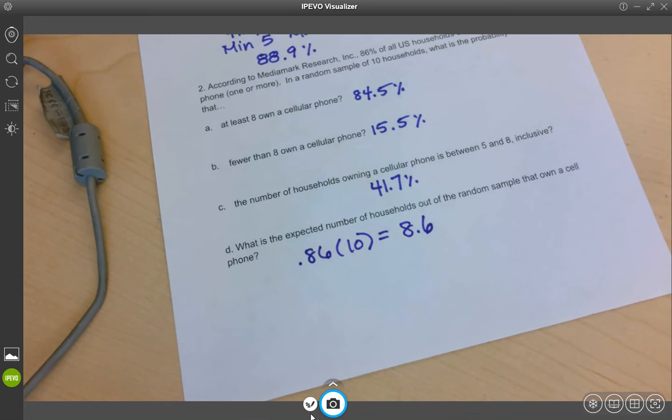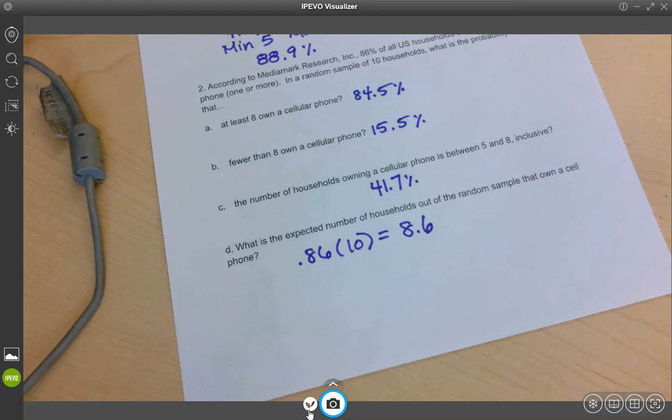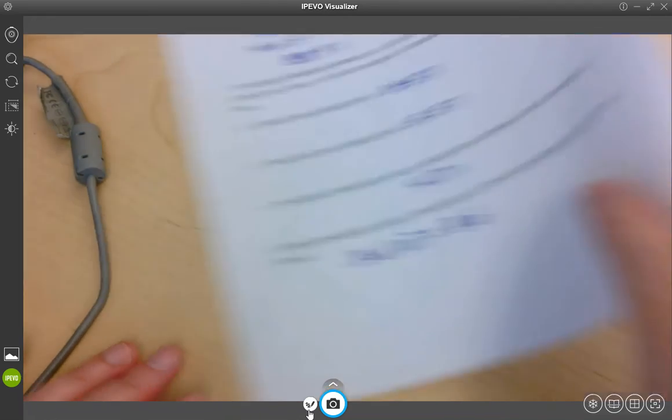All right, any questions on the front? Yeah, how did you get 15.5 for me? So fewer than 8 on a cellular phone did not include the 8, so we did 0 to 7. So I'm going to show you again here, 0 to 7. That's why your answer is different. It says fewer than 8. Okay, other questions before we go to the back?